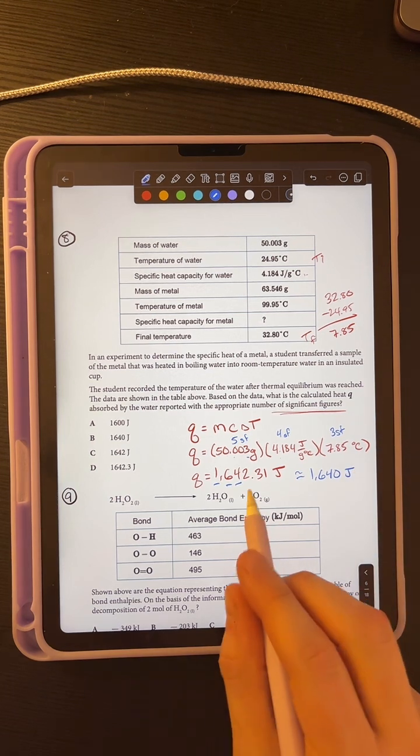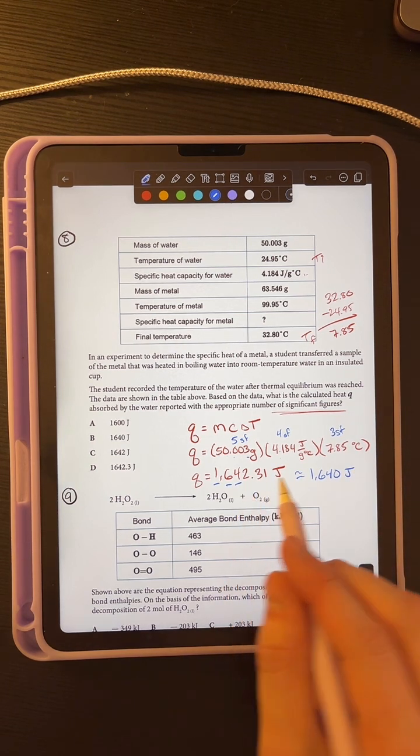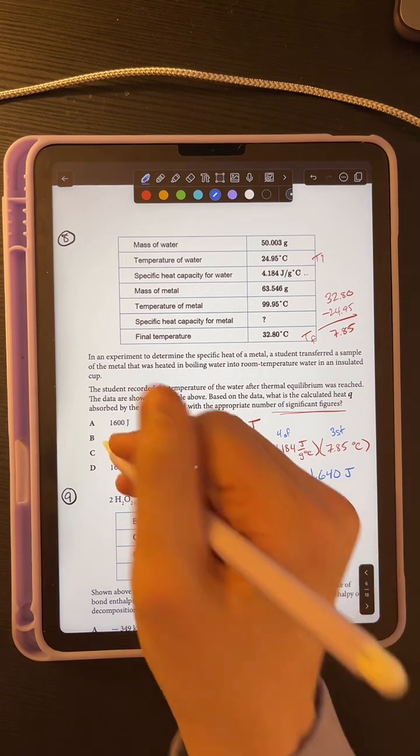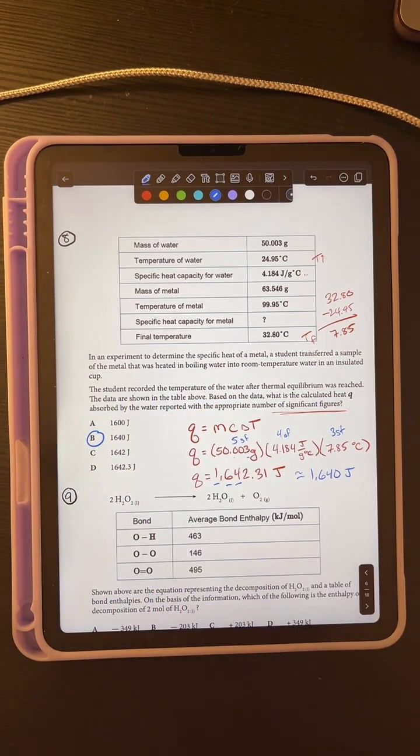1,640 joules. We're going to round down that 42. We'll round down to 40. So we can go ahead and solve, and that is choice B.